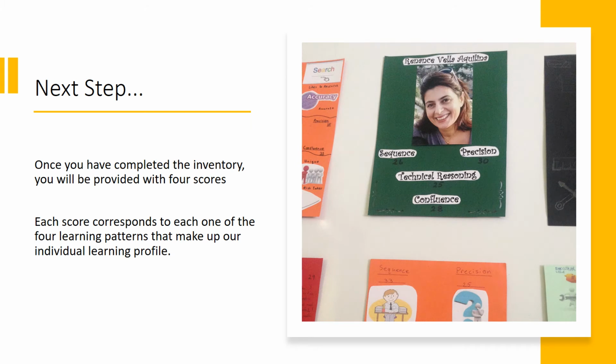I have completed the LCI. What is the next step? Once you have completed the inventory, you will be provided with 4 scores. Each score corresponds to each one of the 4 learning patterns that make up our individual learning profile. To the right, you can see an example of a teacher's 4 scores corresponding to each learning pattern.